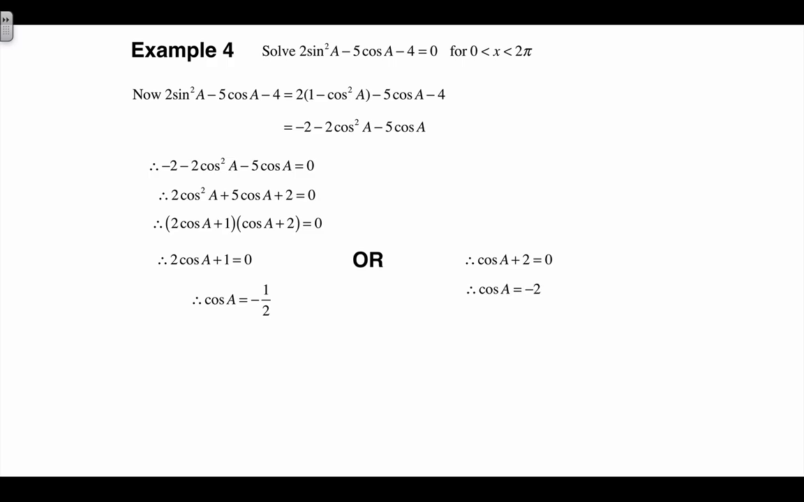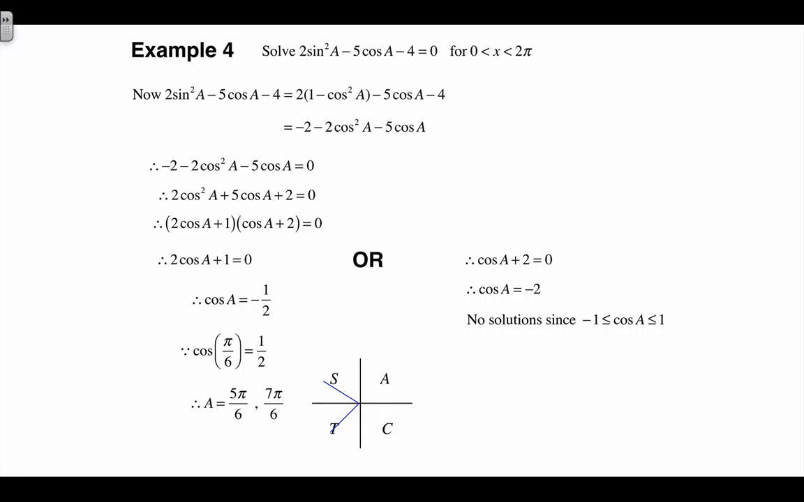Now I'm going to jump over to that right-hand side there because there are no solutions to that. We know that minus 1 is less than cos a is less than 1. The amplitude of the cosine curve goes between minus 1 and 1. So we don't even have to worry about the solutions on that side. So all we have to solve now is that cos a is equal to minus a half. And remembering that cos pi on 6 is a half and that cosine is negative in the second and third quadrants, we can see that the values we want are 5 pi on 6 and 7 pi on 6.